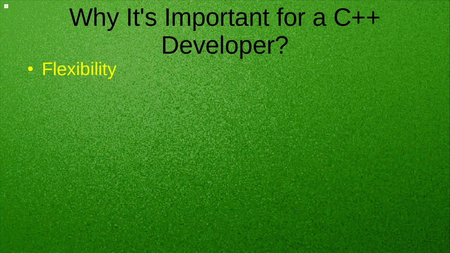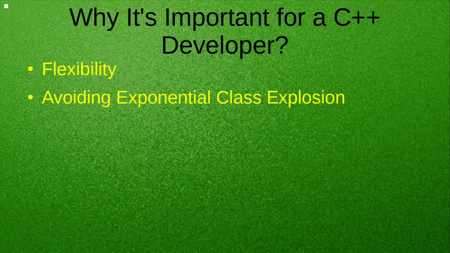Flexibility. One of the key benefits of the bridge pattern is the added flexibility. It separates two layers of abstraction, which allows you to extend and adapt them separately. This is particularly useful in C++, where multiple inheritance can introduce problems, and you'd rather compose objects than inherit from multiple sources.